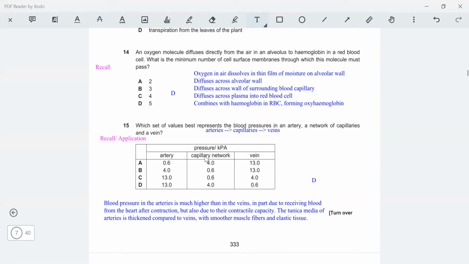And the capillary network and the vein are just responsible for carrying the blood. They don't really do anything that increases or decreases pressure. So the option would be C.